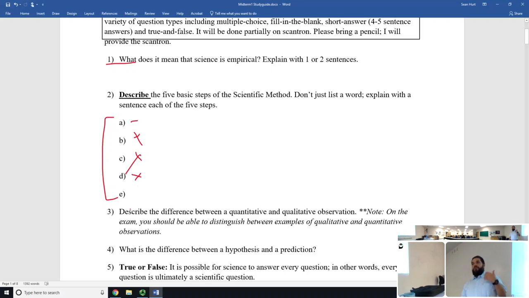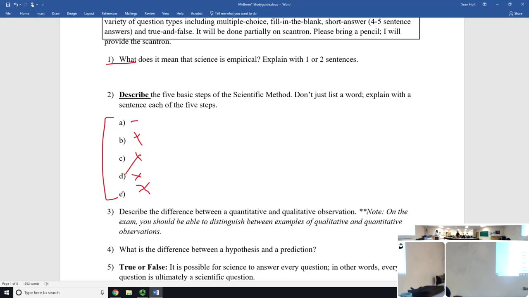Then you test your predictions with an experiment, and after that you're going to do some kind of analysis. The last thing is you do an analysis that says, do my experimental results corroborate or do they deny or falsify my hypothesis? Then you either accept, reject, or modify your hypothesis.